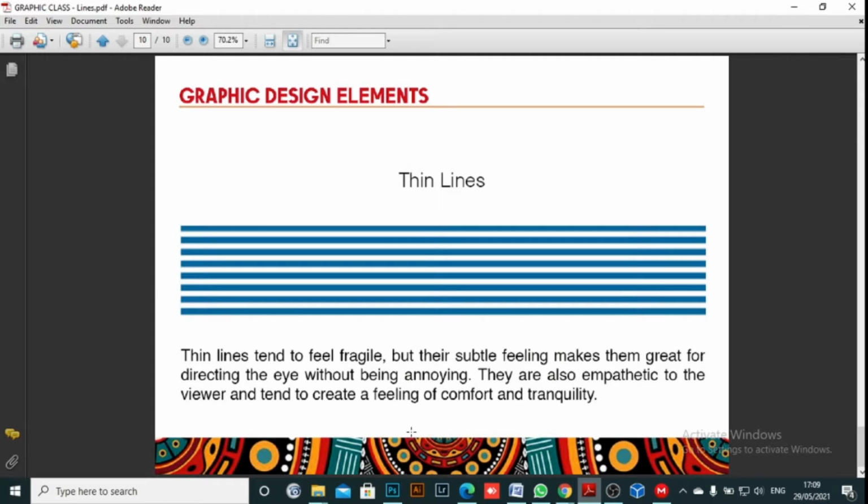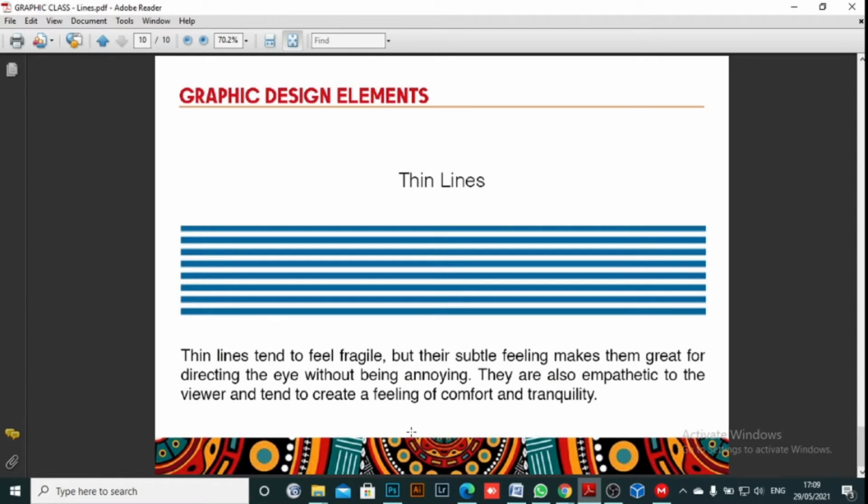They tend to create a feeling of comfort and tranquility. Combining thin and thick lines is a great way to create visual interest and hierarchy, by balancing the visually demanding thick lines with the subtle and comforting thin lines.